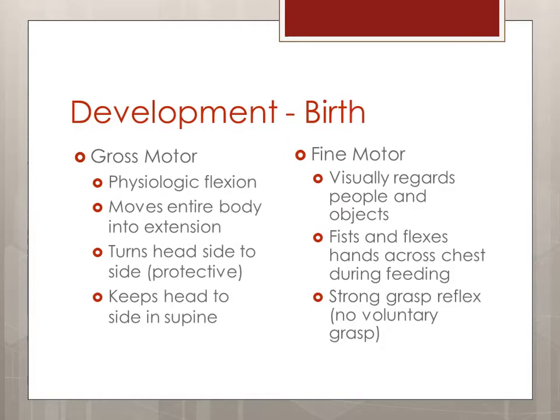Okay, so the way we're going to go through this is we're going to start from birth and go up to about 6 years old, and we're just going to review the different milestones that occur at each one of these stages. So for birth, in the gross motor field, we're going to be looking at physiologic flexion.